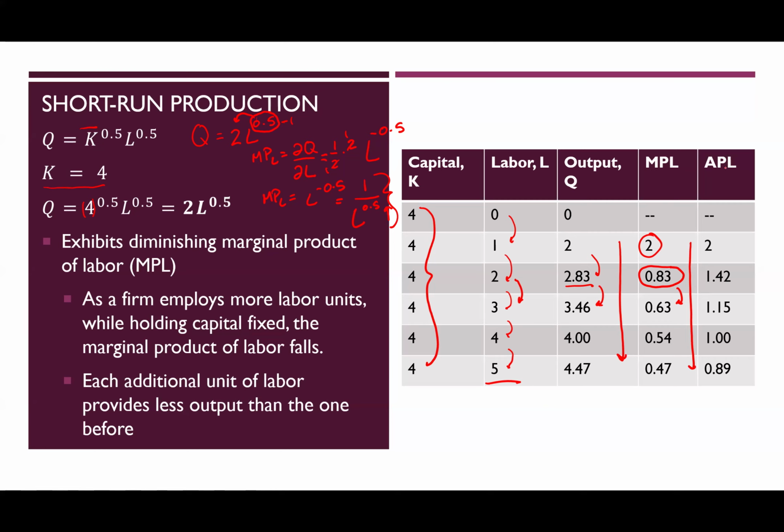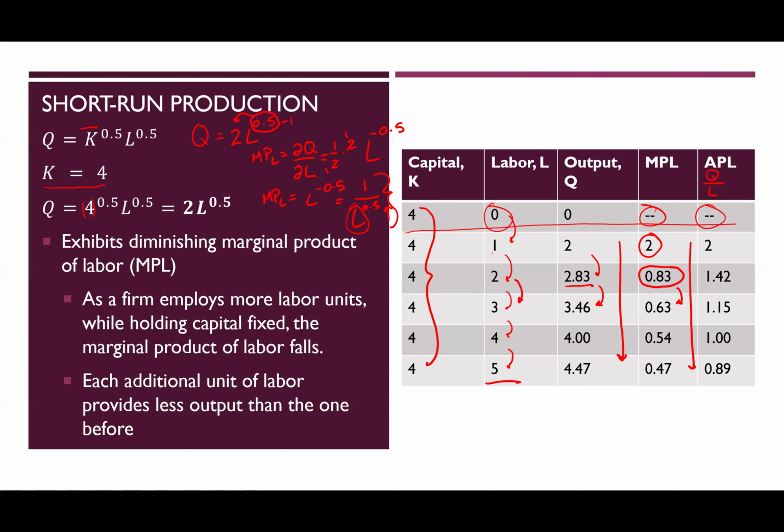Included in this table is also average product of labor. So again, that's just quantity divided by labor. So for our first row here, it's undefined, right? Because labor is 0, you can't divide by 0. That's similarly why marginal product is undefined, because L is in the denominator for marginal product.